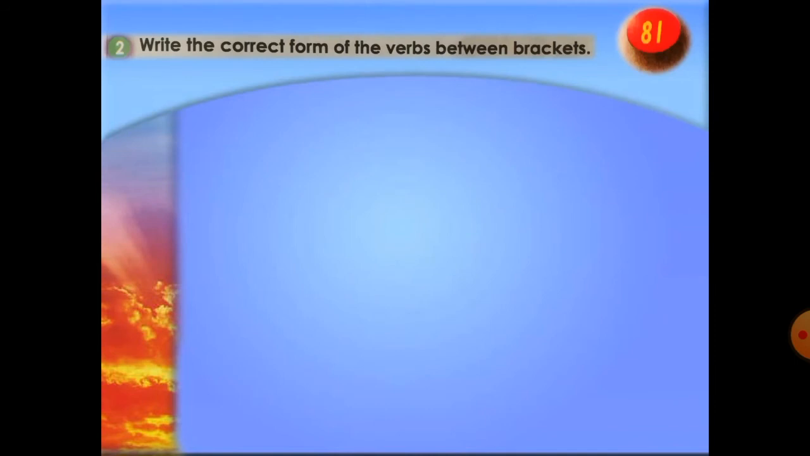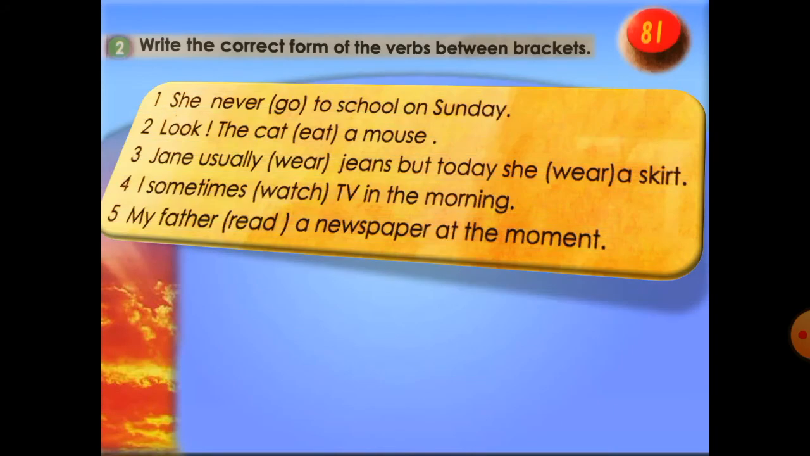Now, in your textbook focus on page 81, we have an exercise. Write the correct form of the verbs between brackets. You can pause the video and do it in your notebooks. So we have number 1 through number 5. She never, it's a frequency adverb. She never goes to school on Sunday.